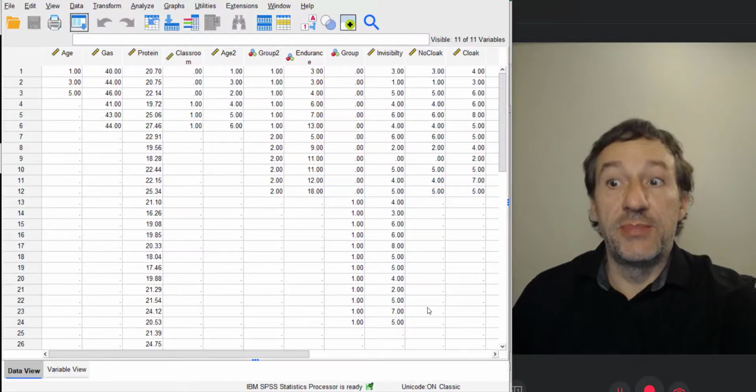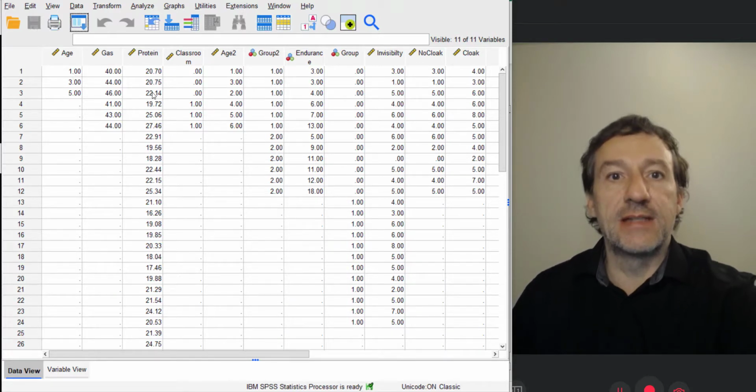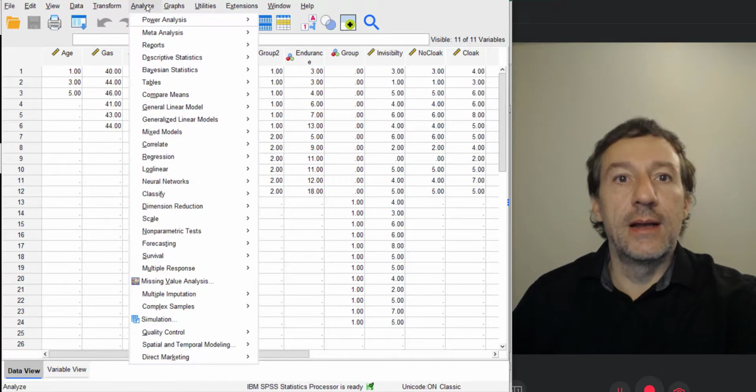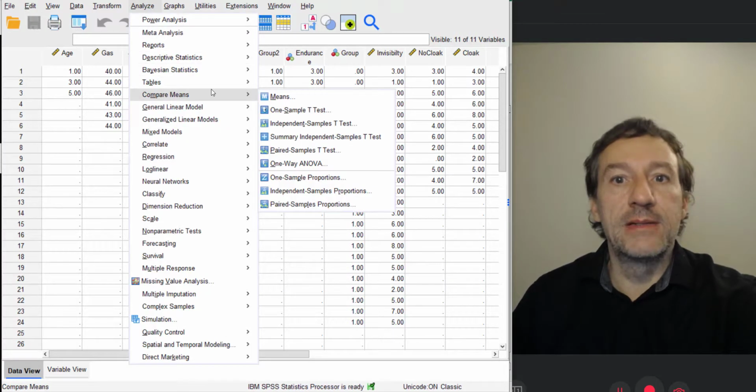Okay, one sample t-test in SPSS. I have a whole bunch of data in here, but the only ones we're going to look at here are age, gas, and protein. These are the ones we did in class. Age: click Analyze, Compare Means, one sample t-test.